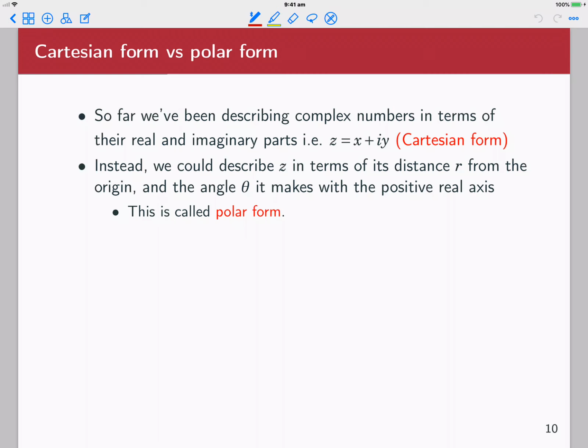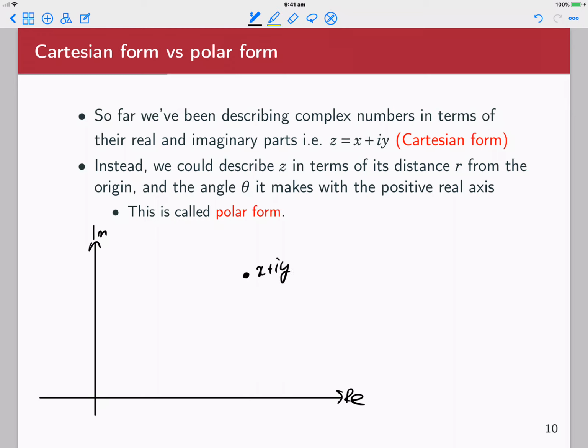Another popular way of thinking about complex numbers, instead of Cartesian form, is to think of a complex number in terms of its distance from the origin and the angle it makes with the horizontal axis. So let me explain what I mean. Let me make a little drawing here. Okay, so let's say this is the complex plane. So again, let's say this is the real axis and this is the imaginary axis, okay? And let's say I have a complex number here corresponding to x plus iy, right?